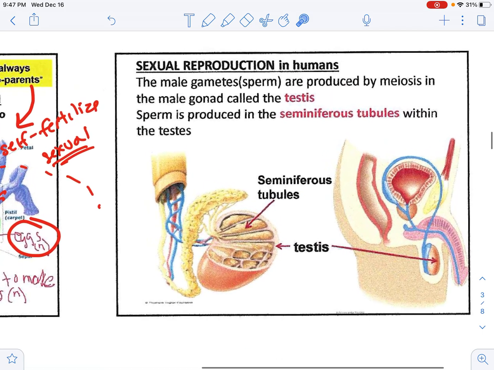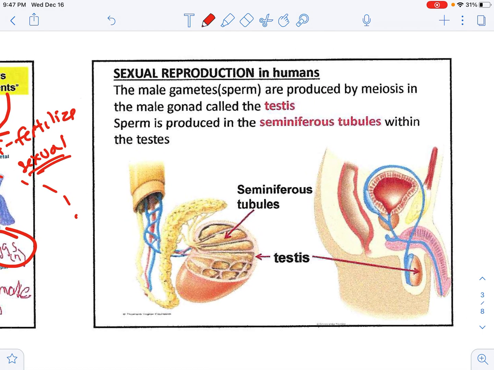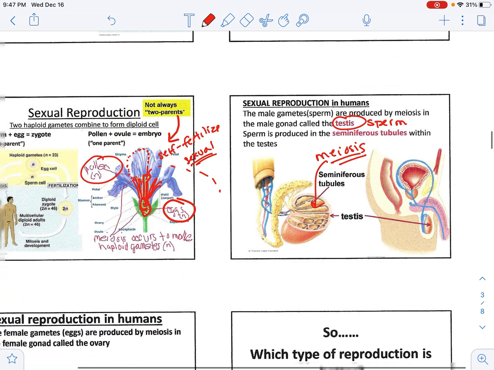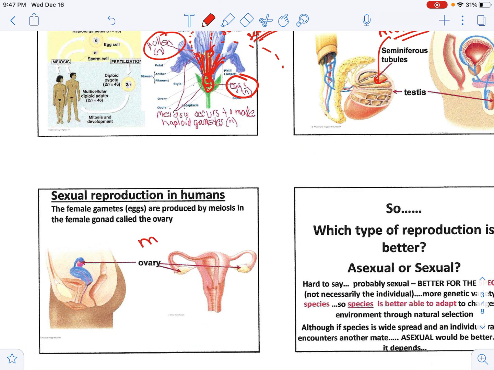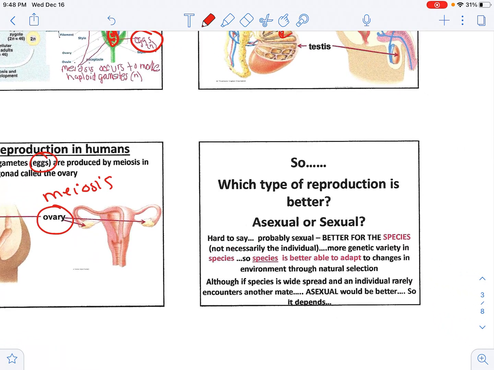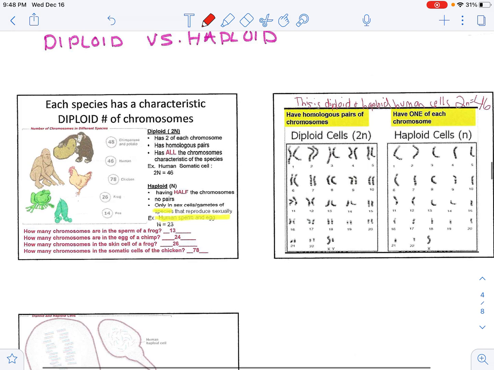And then I mentioned that in sexual reproduction, the sperm are made in the testes. The only place in a human body that's doing meiosis is the testes, where it's producing sperm. And in a female, the only place that meiosis is going on is in the ovaries, and it's making eggs. Because remember, meiosis is a specific cell division that just makes sperm and egg. All right, so I'll let you guys read through that.